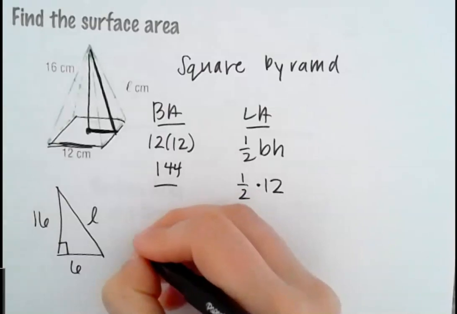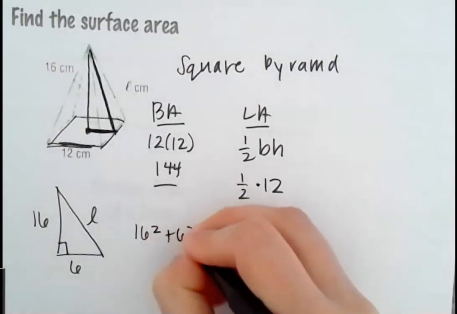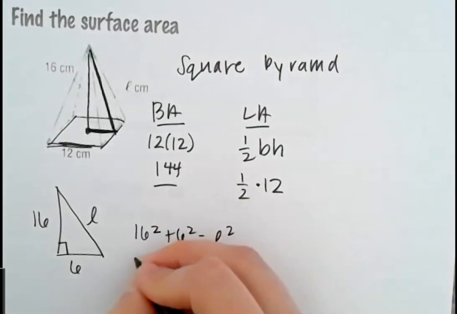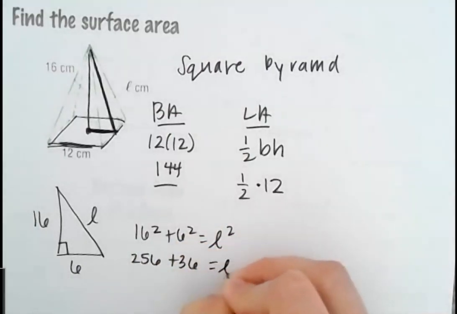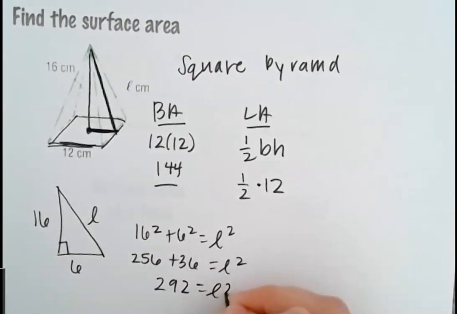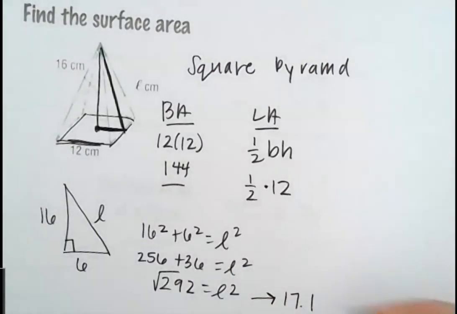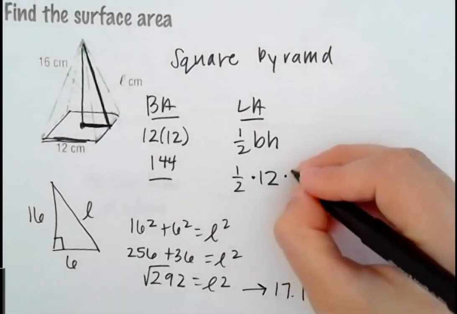So Pythagorean theorem all day, right? As always, so 16 squared plus 6 squared equals L squared. 16 squared is 256 plus 36 equals L squared. 256 plus 36 is 292 equals L squared. Take the square root and we find that it is about 17.1. So now that we know our slant height, I can plug it in for our height.